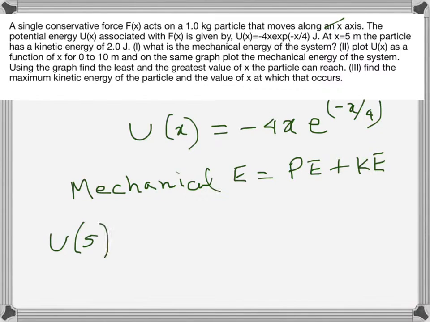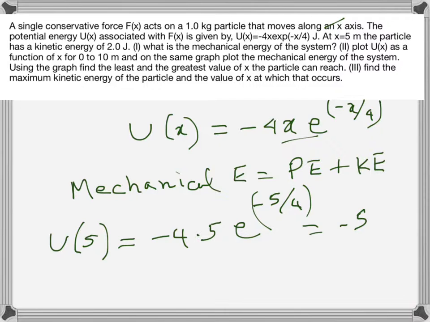We need to find the potential energy at x equal to 5, sorry. So U(5) will be minus 4 into 5, and I'm just substituting x equal to 5 in this equation, so e to the power of minus 5 over 4. So we get minus 5.7 joules. That is the potential energy at x equal to 5. So mechanical energy will be kinetic energy 2 plus potential energy minus 5.7, which is minus 3.7 joules. So this energy will remain constant throughout.